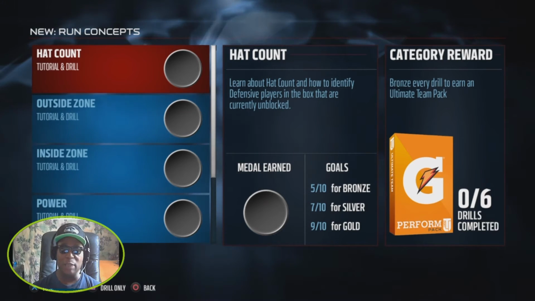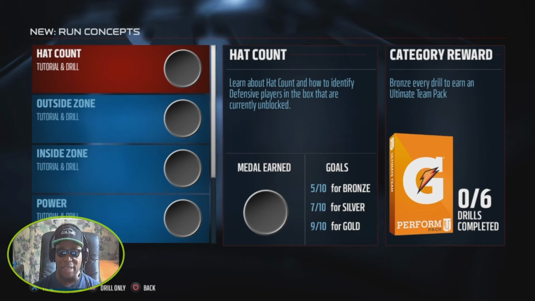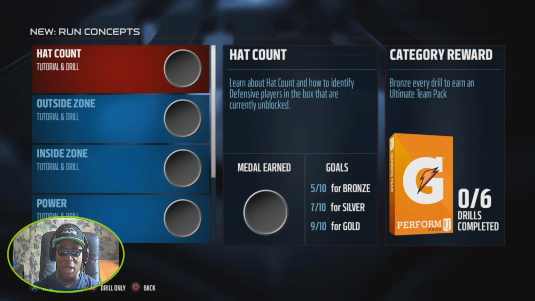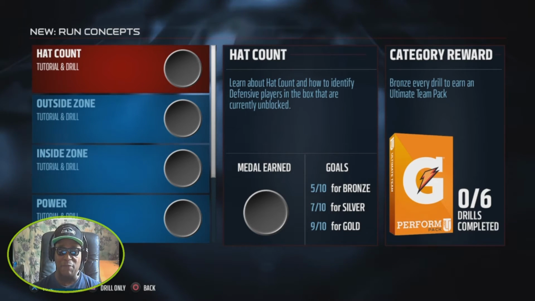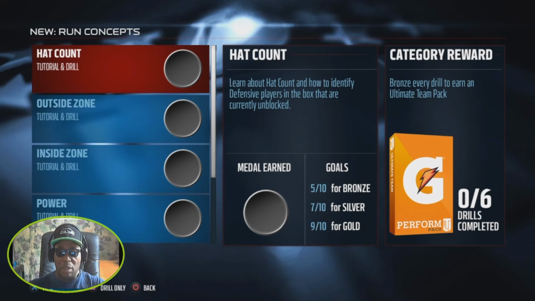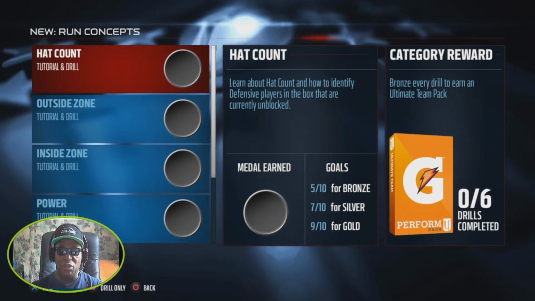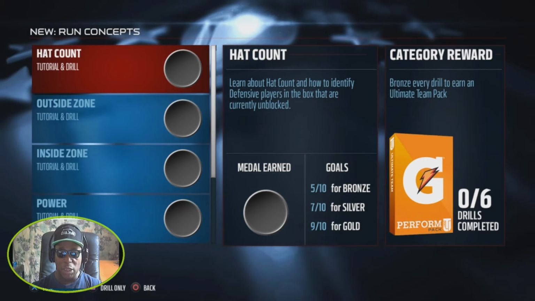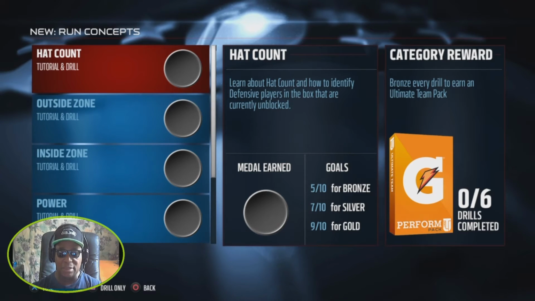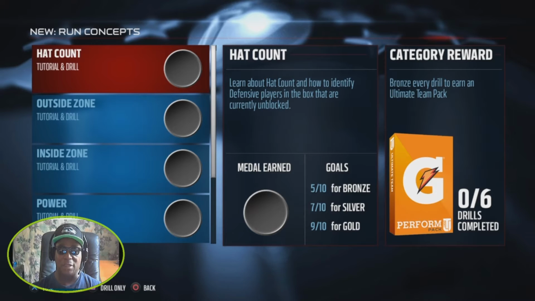And for you casual gamers, what it means when they say defensive players in the box is the defensive line. When you got players coming up in the box, they're talking about in that defensive line area, 2, 3, 4 yards behind the defensive line. When players come up to the line, that's when you're in the box. So you need to learn how to identify defensive players in the box that are currently unblocked.